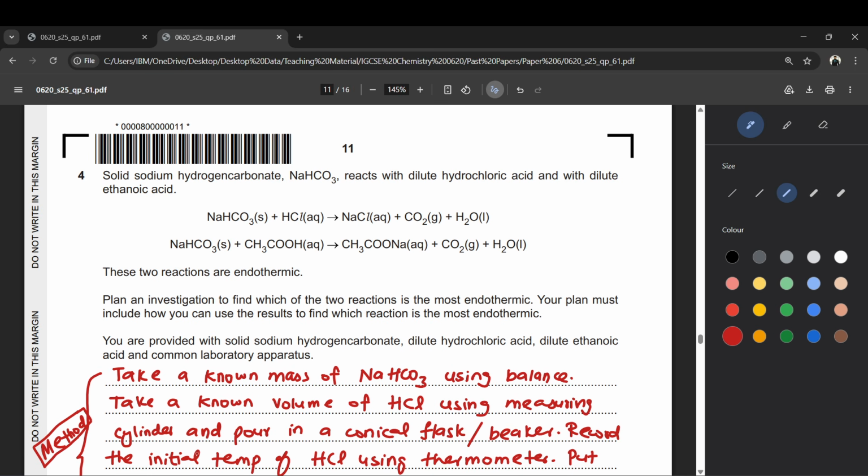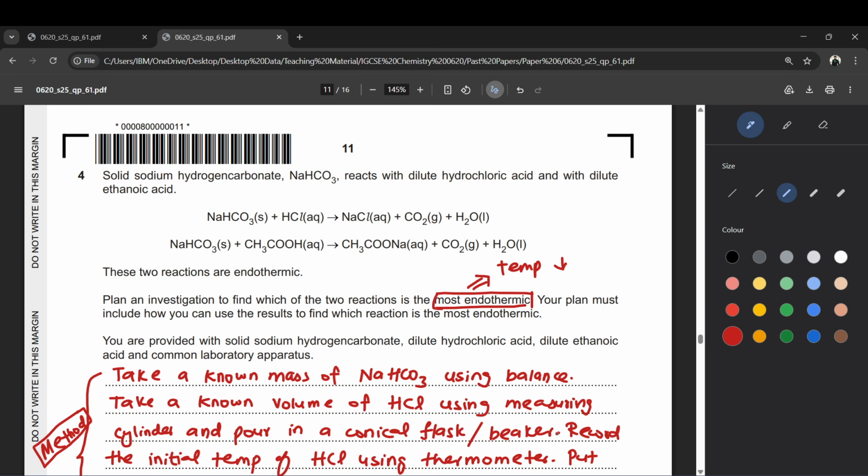Then record the initial temperature of hydrochloric acid using a thermometer. Now, because the question is about an endothermic reaction, first of all, think about it: how will you know which reaction is endothermic? We know from our theory that in an endothermic reaction, the temperature decreases. That means the reaction which shows a larger temperature drop is the most endothermic reaction. That is how you're going to connect your findings with the question that has been given to you.